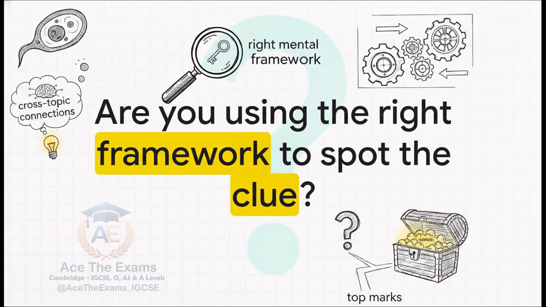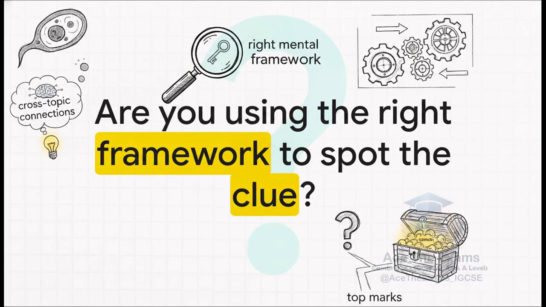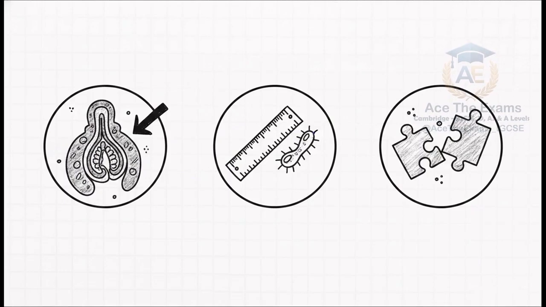Take a quick second to process the question on your screen. Soon, we're going to look at the exact examiner clue that changes your answer completely. It's basically the secret to those cross-topic connection marks we just talked about. But before we can even spot that clue, we need to make sure we're using the right mental framework. And here is a framework to help make sense of the whole shebang.